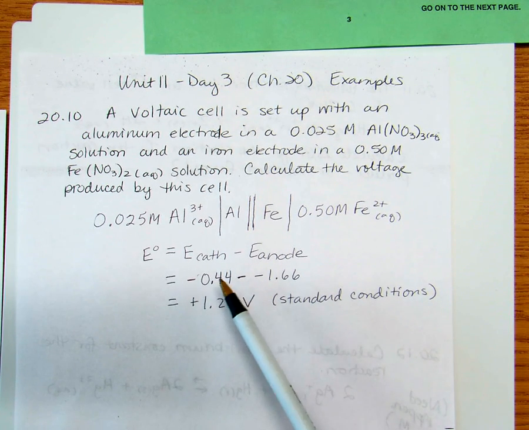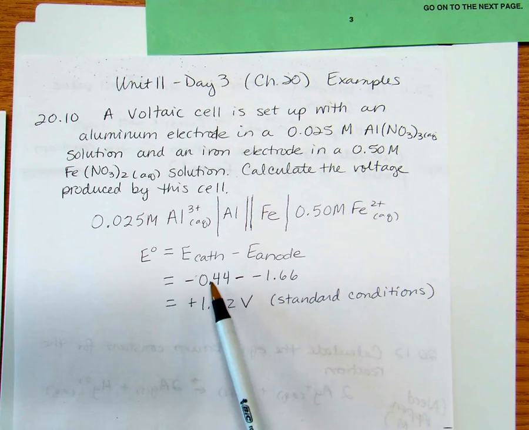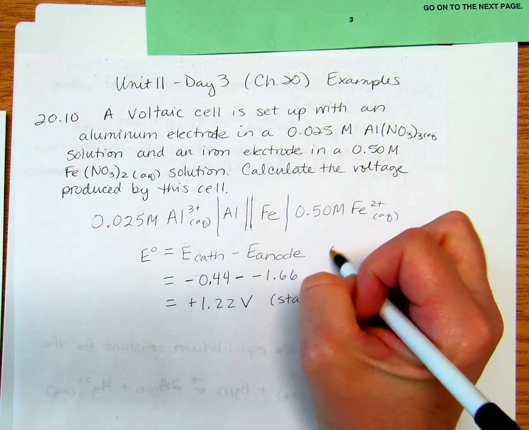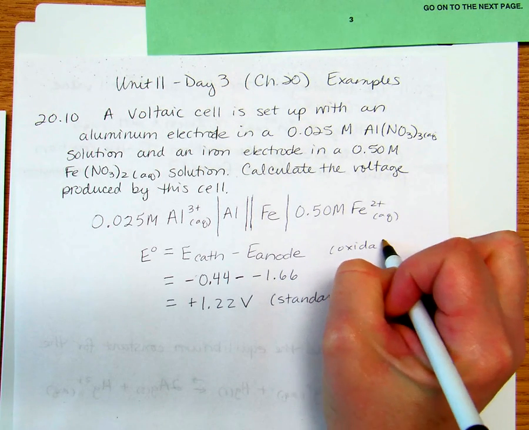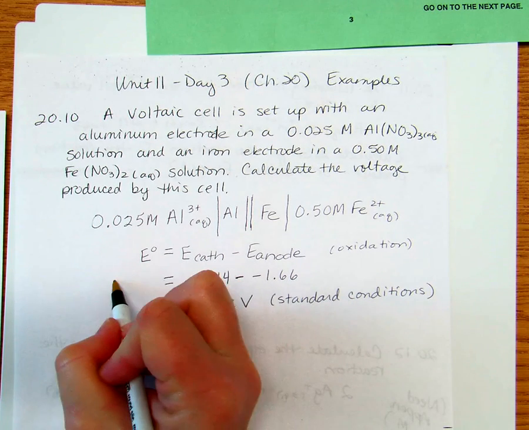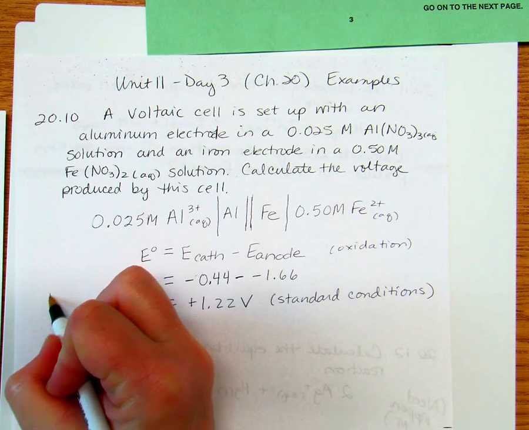It's literally just a simple subtraction of the reaction that's taking place at the cathode, which is the reduction, minus the reaction taking place at the anode, which is the oxidation. I'll just put that in here in the notes for a reminder. The anode is where our oxidation takes place, and the cathode is where our reduction takes place.